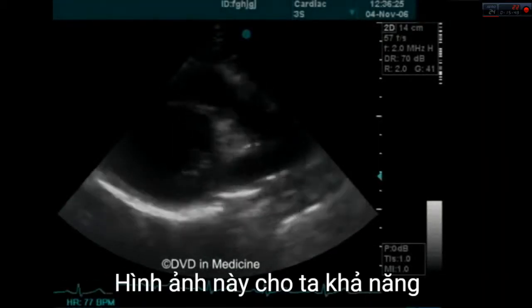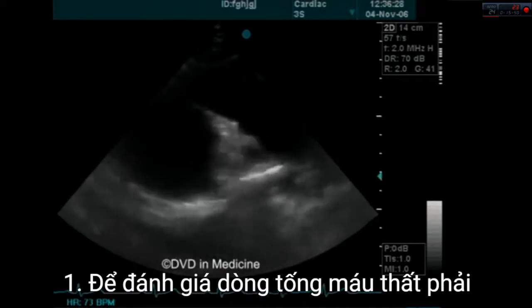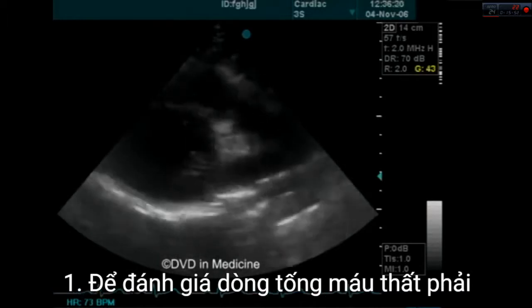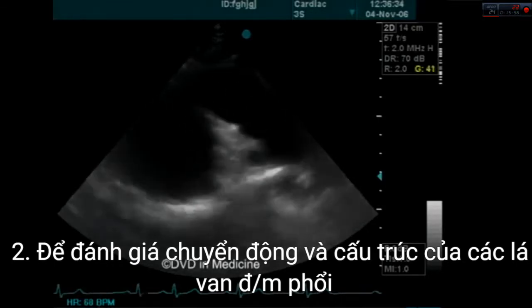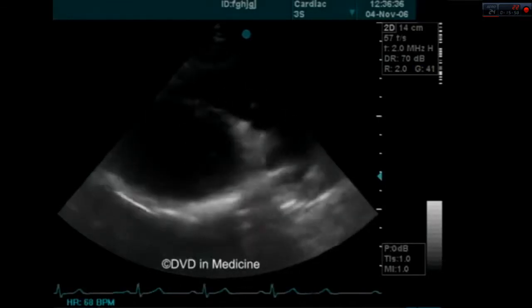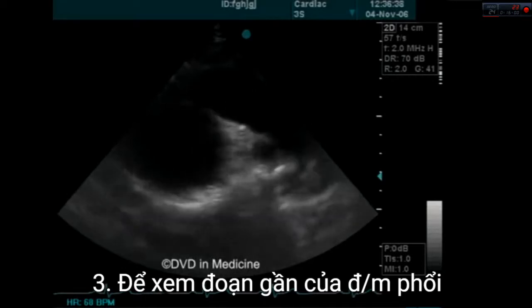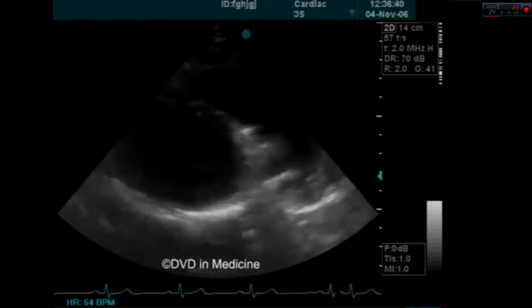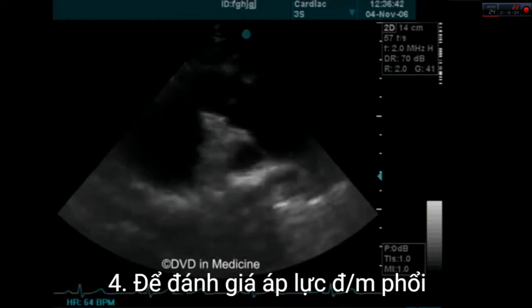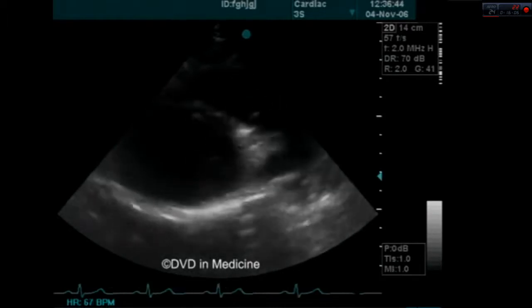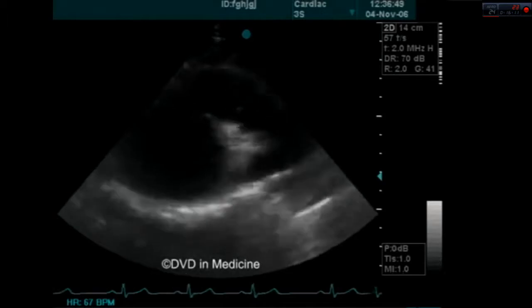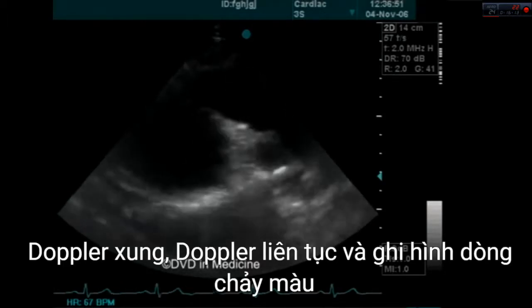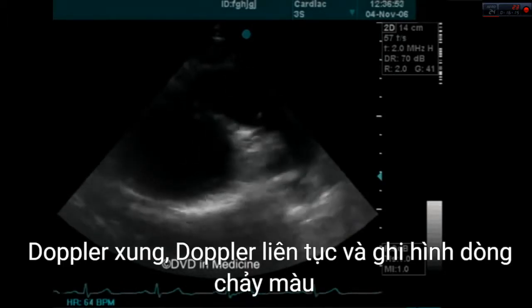This image gives us the possibility: 1. To assess the right ventricular outflow tract. 2. To assess the motion and structure of the pulmonary artery valve leaflets. 3. To see the proximal part of the pulmonary artery. 4. To assess the pulmonary artery pressure. 5. To assess the function of the pulmonary artery valve, pulsed Doppler, continuous wave Doppler, and color flow imaging.